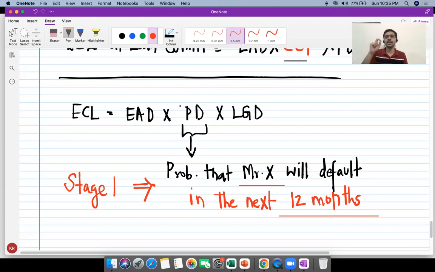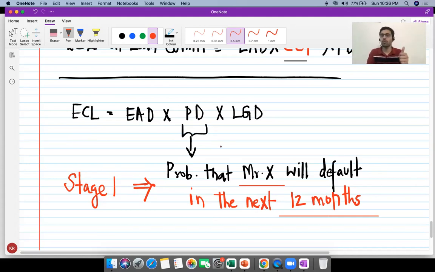All right. So if an exposure is classified as stage 1, then I will only calculate 12 months expected credit loss. All right. Why is it being called the 12 months expected credit loss? Because I am taking the probability that the counterparty, the probability that Mr. X will default over the next 12 months is only being considered. The probability that Mr. X is going to default over the next 12 months is what I'm going to be bothered about. I'm ignoring the probability that he might default beyond the next 12 months.